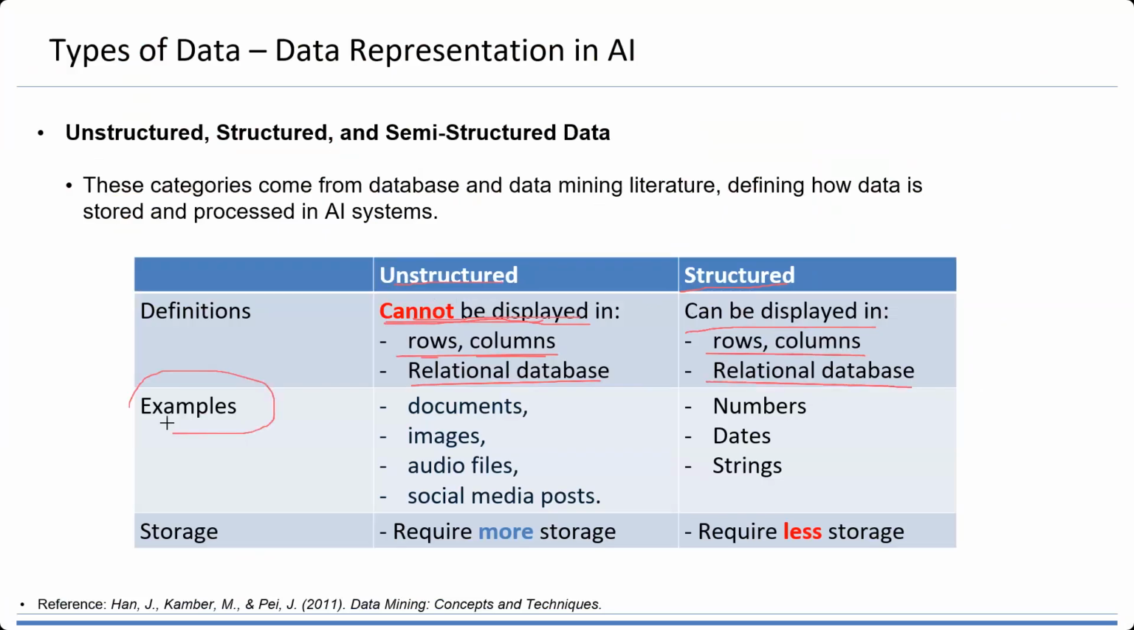For example, if you have documents, it is unstructured. If you have images, it is unstructured. If you have audio files, it is unstructured. If you have social media, it is unstructured. What was structured? What you learned before in the previous slide was data related to numbers, data strings. Those data, if you can make them into a table, this is structured data.